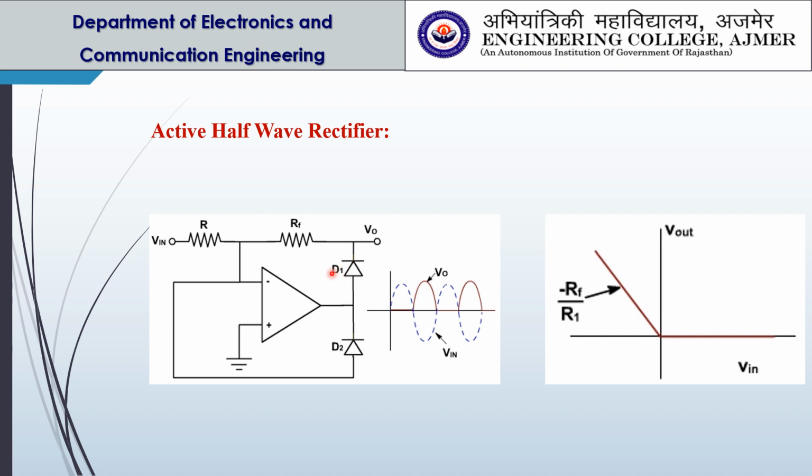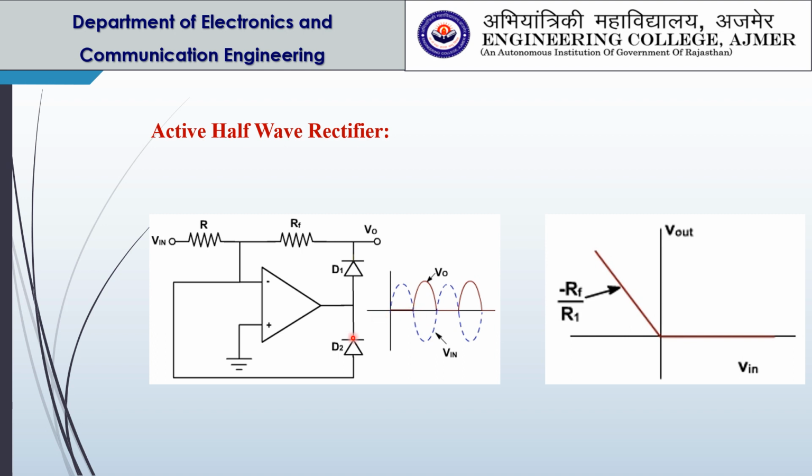The output voltage under this condition is given by V output equal to V at negative terminal minus V at positive terminal into A, and this difference is 0, so V output will become 0. So for the positive cycle of the input signal, the output is 0, as shown in this waveform. For the positive cycle, the output is 0.